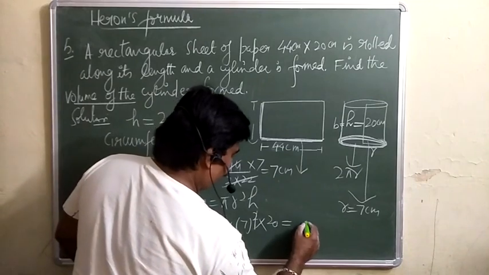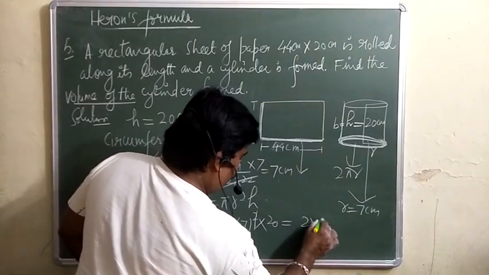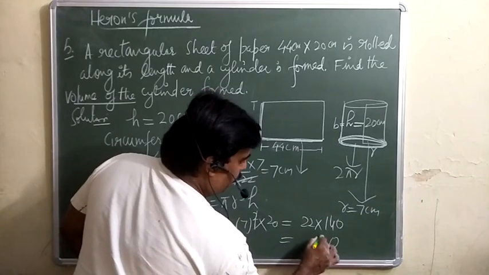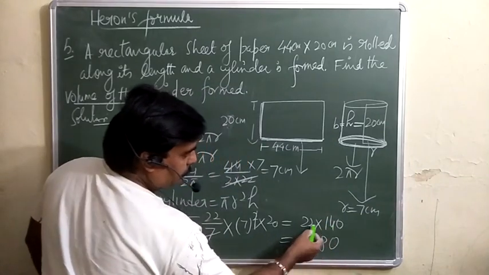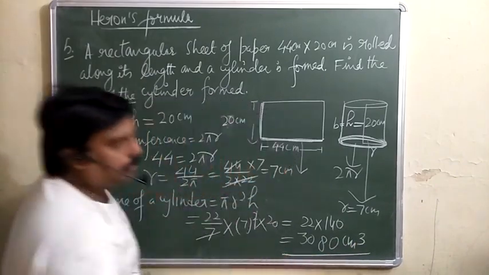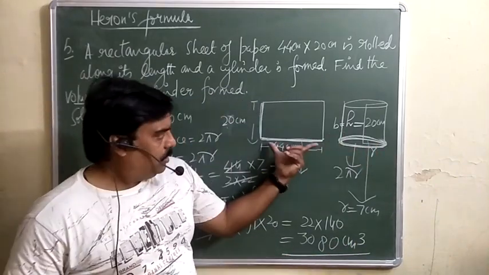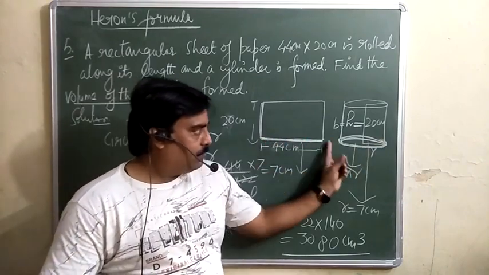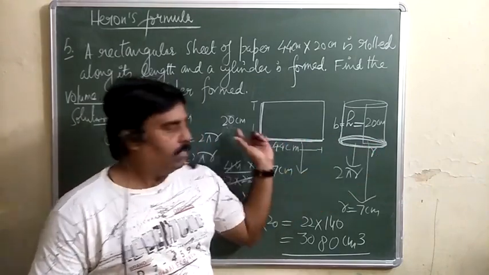So this is 22 into 140. This will be equal to 3080 centimeter cube, the volume of this one. Because इसके साथ अगर roll कर रहे हैं तो जिसके साथ roll करते हैं वो will give the circumference of the base only. Have a look.